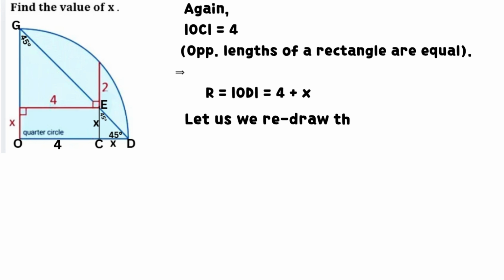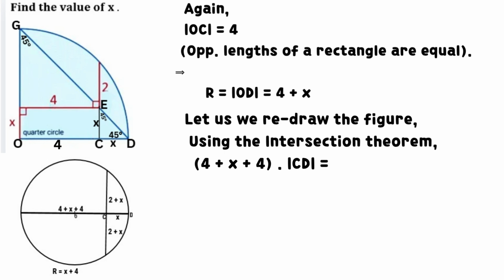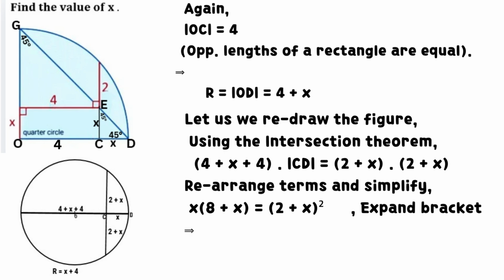Let us reconstruct the figure as shown on the screen. Using the intersection theorem, the product of 4 plus x plus 4 and length CD equals the product of 2 plus x and 2 plus x. Rearrange terms and simplify. x times the sum of 8 and x equals the square of 2 plus x.